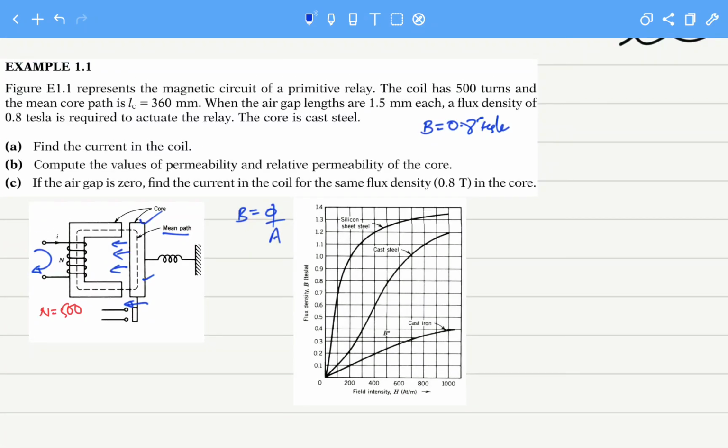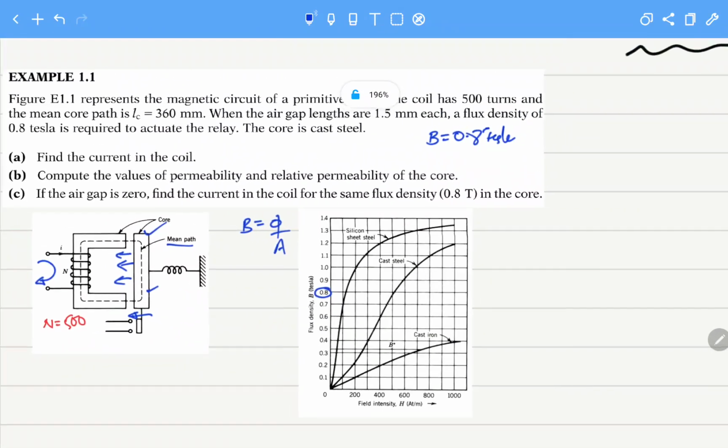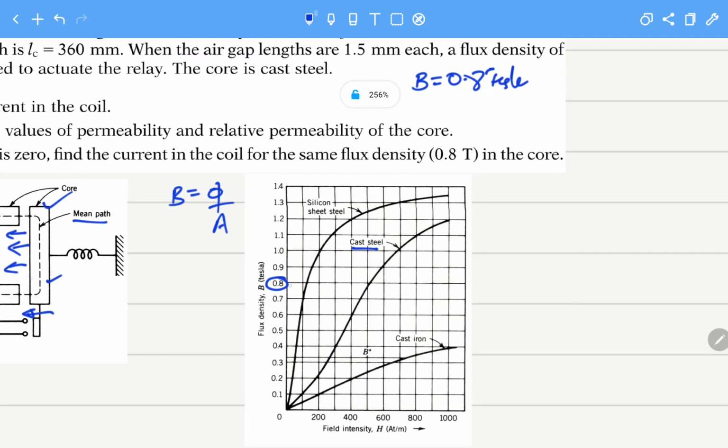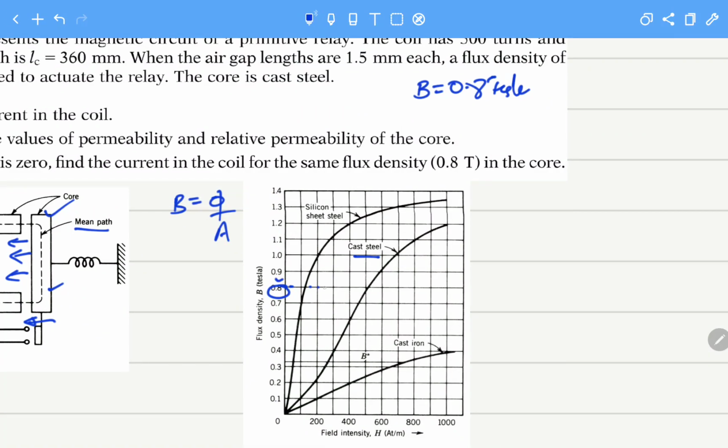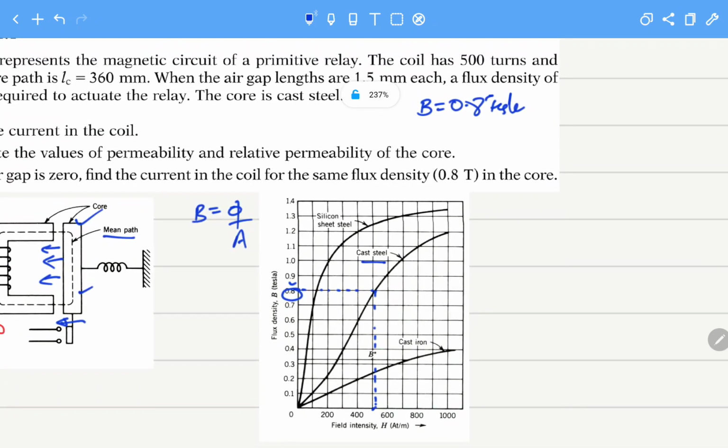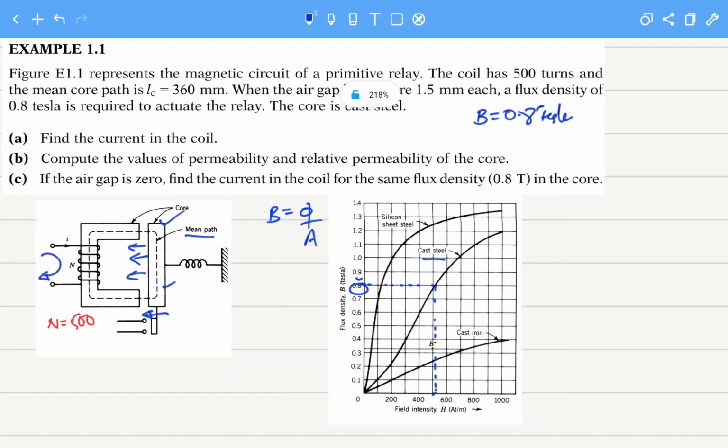First of all, we have been given this 0.8 Tesla, and the material that is given to us is cast steel. So if you look at 0.8 Tesla here, and if we go here and we go here, you can see it is approximately a little larger than 500. So we assume that the field intensity required in cast steel in our core, HC, will be 510 ampere turns per meter. So this will be the HC.